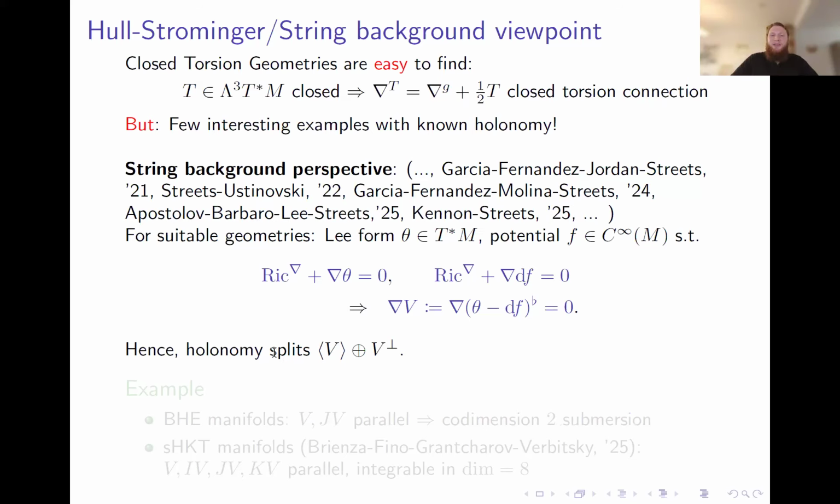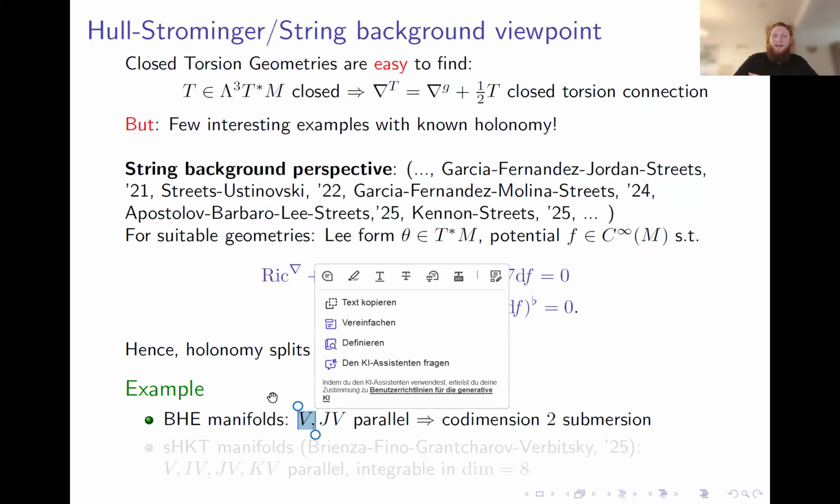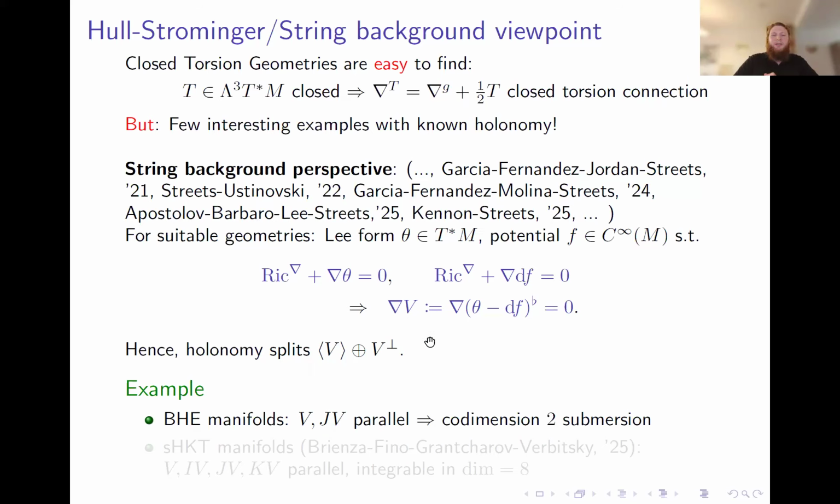So there we have a playground of geometries where, well, I have not mentioned it on the slide, but those are all closed torsion geometries with reducible holonomy. Typical examples out of these suitable geometries are Bismut-Hermitian-Einstein. And there we have two parallel vector fields because you get a connection that also parallelizes the complex structure. So we have two parallel directions, and we get a codimension 2 submersion if we consider both of them the vertical part.